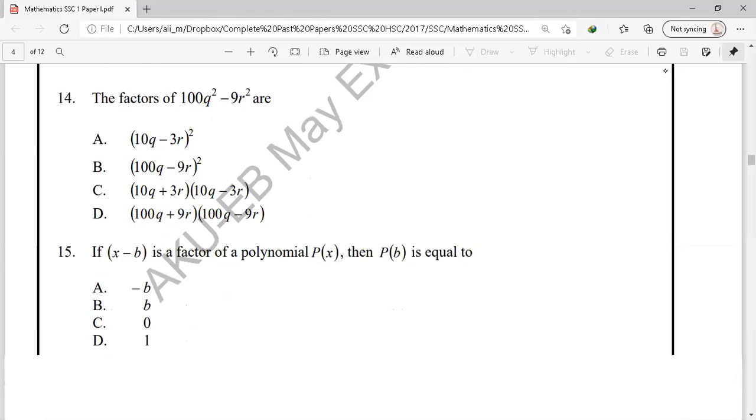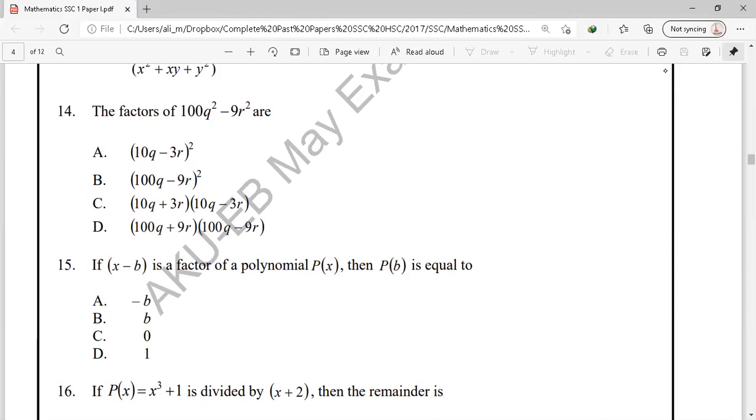Let's see question number 14 and 15. In question number 14, we have to factorize this expression 100q square minus 9r square. As we can see, we have two terms with a different sign between them, and both of these terms are perfect squares. So let's make them perfect squares.